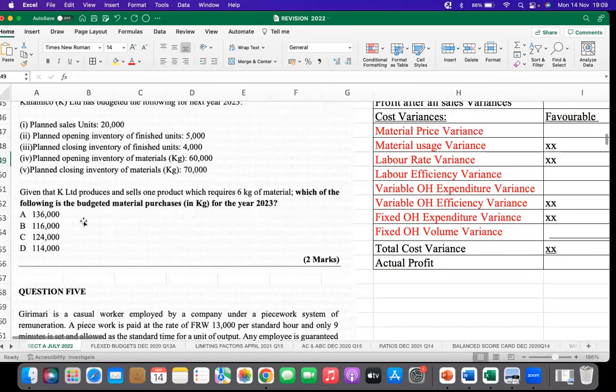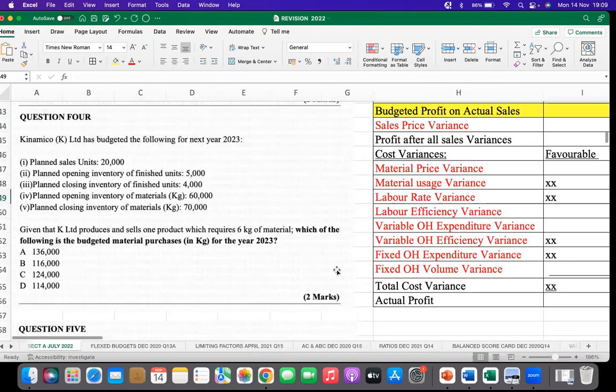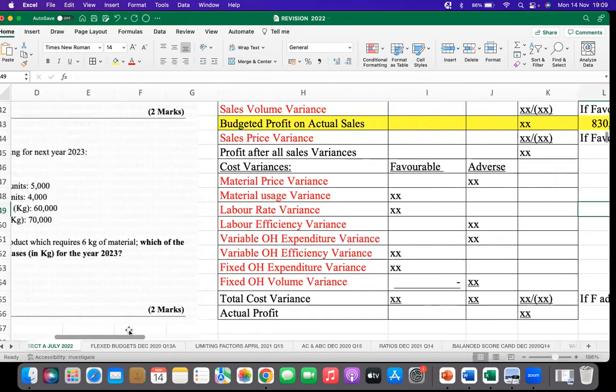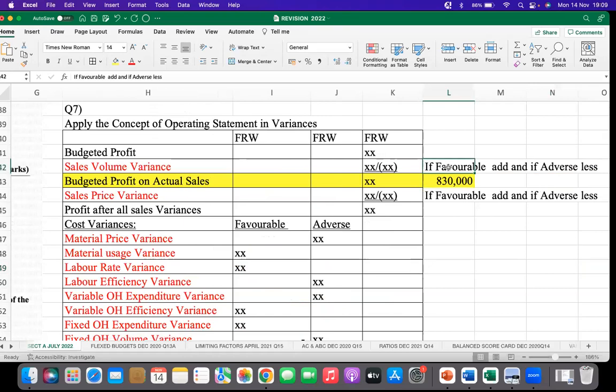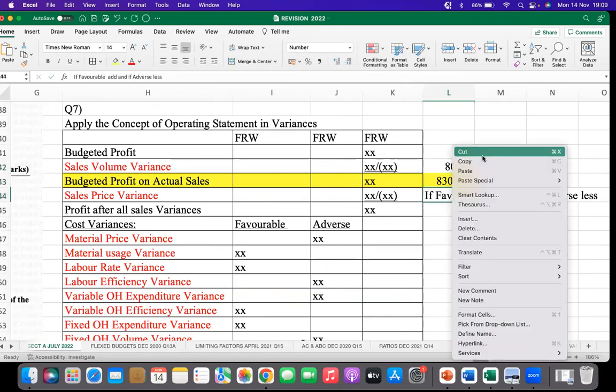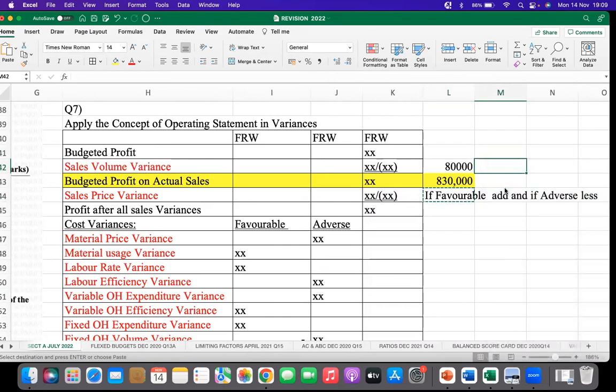So next, you are being given question number 7. During the same period, the company had recorded an adverse sales volume variance of 80,000. Adverse sales volume variance. It is very important to follow what I'm doing. Adverse sales volume variance. Can I remove that? I put there 80,000. Is that 80? Let me copy this. I come and paste it after that 80,000. I'm just answering the question.